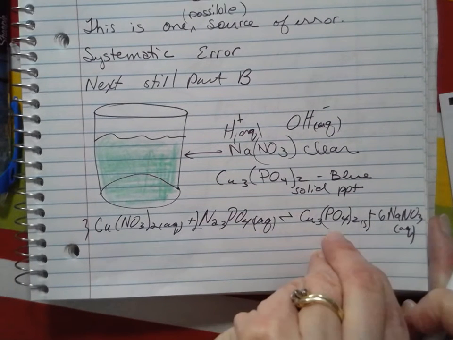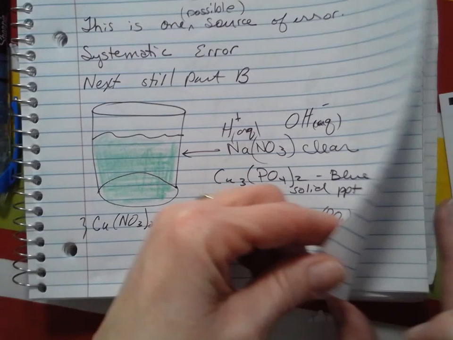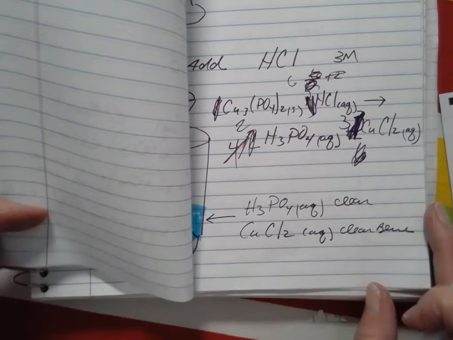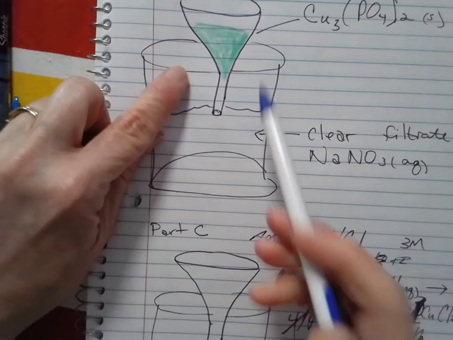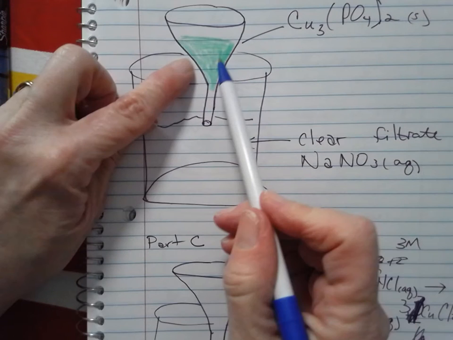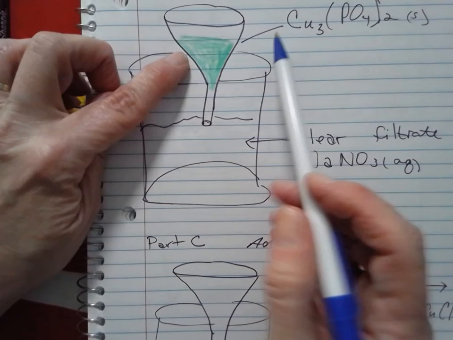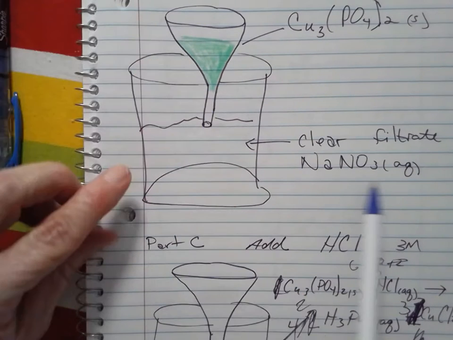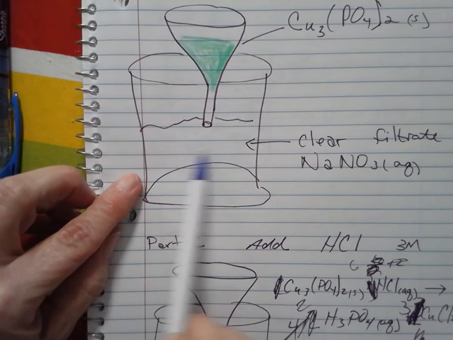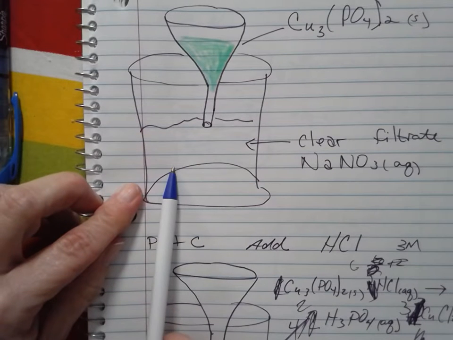Are y'all with me or not? But you see what I'm doing, right? I'm looking at my reactions. I'm looking at what I have. So when I add that sodium phosphate to it, I had a reaction going on, and I ended up with copper 2 phosphate solid in my filter, and I ended up with that clear sodium nitrate down here as my filtrate that I threw away.